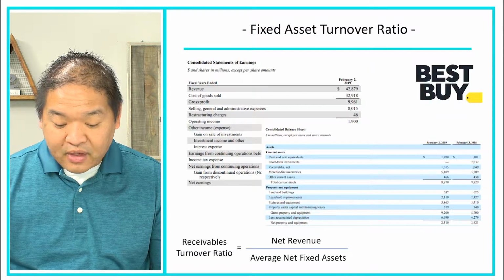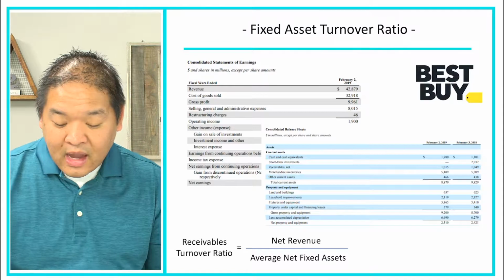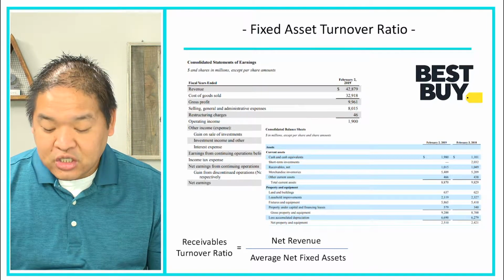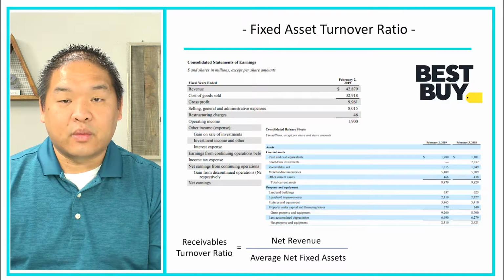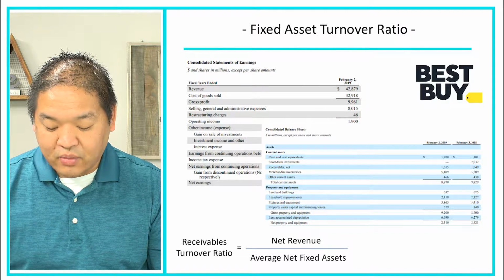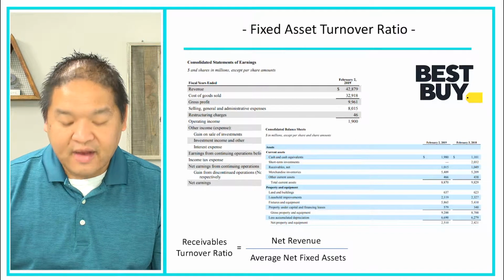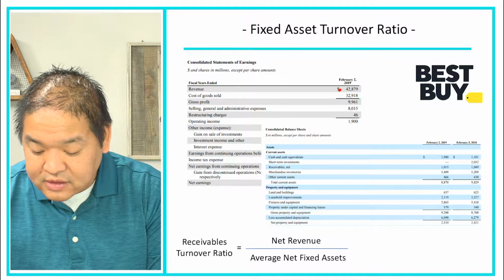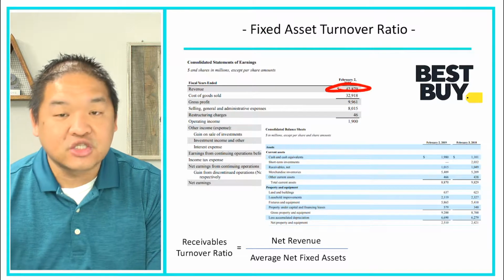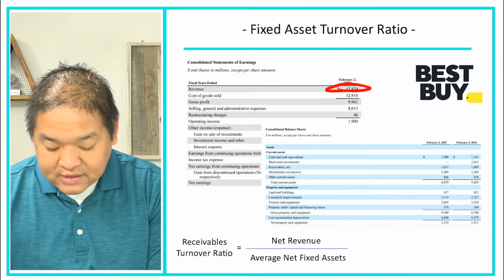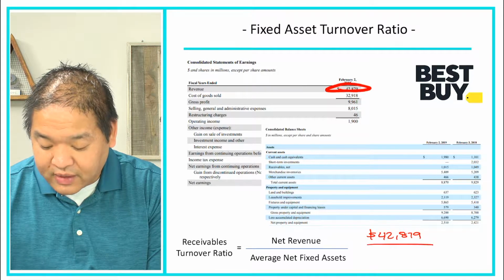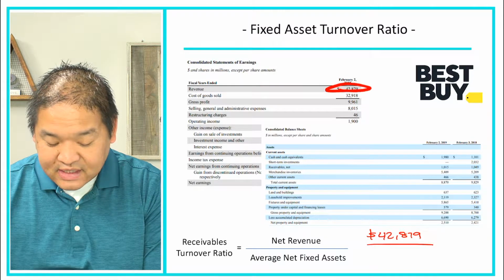So let's look at an example here. We've got our friends here at Best Buy, and we've got some information. In order to calculate the fixed asset turnover ratio, we need to take a look at its net revenues and our average net fixed asset. Our net revenues here is $42,879,000,000. So we're going to take 42,879, and we're going to divide it by our average net fixed asset.